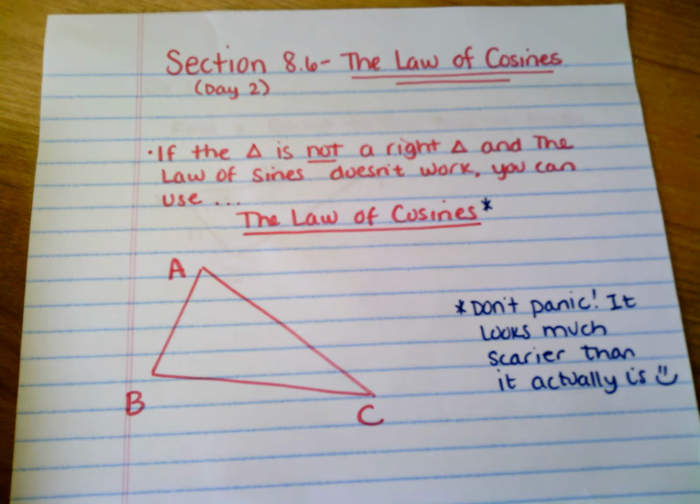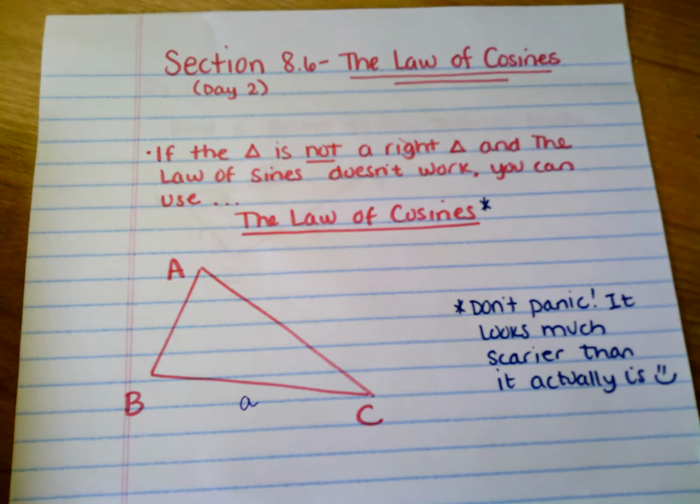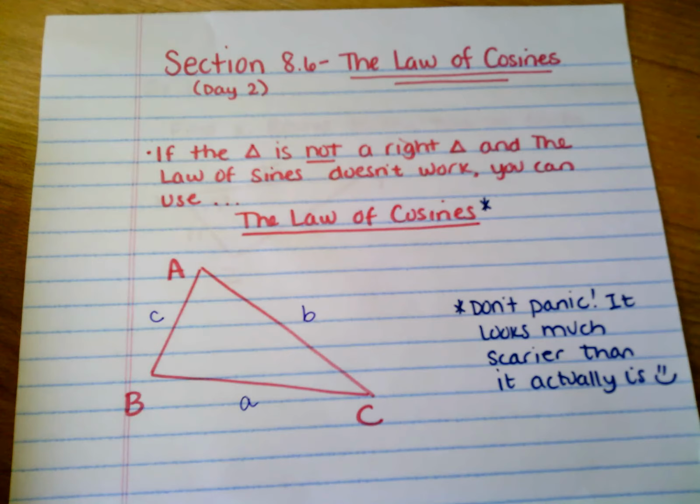And if the law of sines doesn't work, the law of sines I think is easier, so that's always my first go-to. But if that doesn't work and it's not a right triangle, we can try this thing called the law of cosines. So again, I just want to make sure we remember side A is opposite angle A, side B is opposite angle B, and side C is opposite angle C.